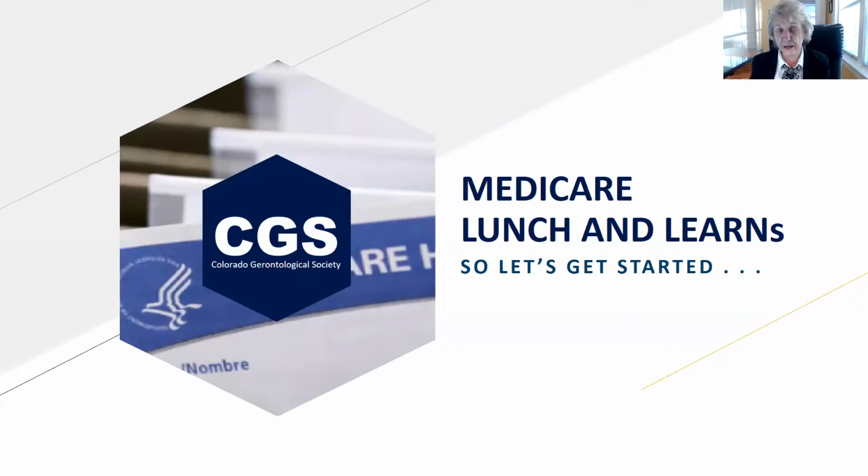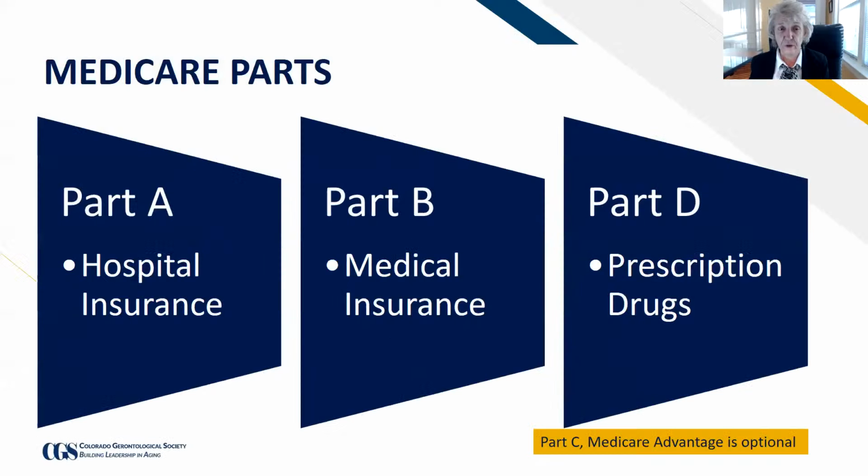With that, let's go ahead and get started for our Medicare Lunch and Learn session today. We are planning to talk about Medicare Advantage versus Medicare Supplements and the advantages of both of those different types of coverage. We are going to start with Medicare parts. Part A is hospital insurance. Part B is medical insurance. Part D is prescription drugs. And Part C, which is Medicare Advantage, is optional.